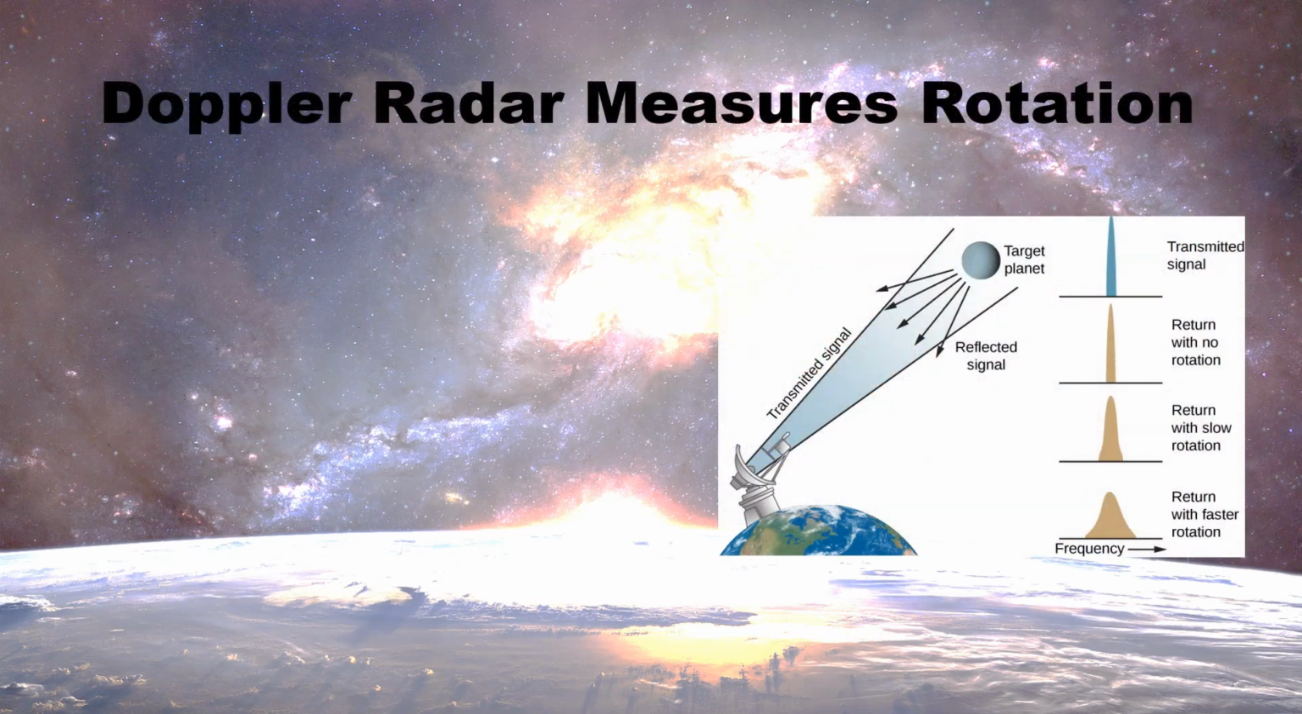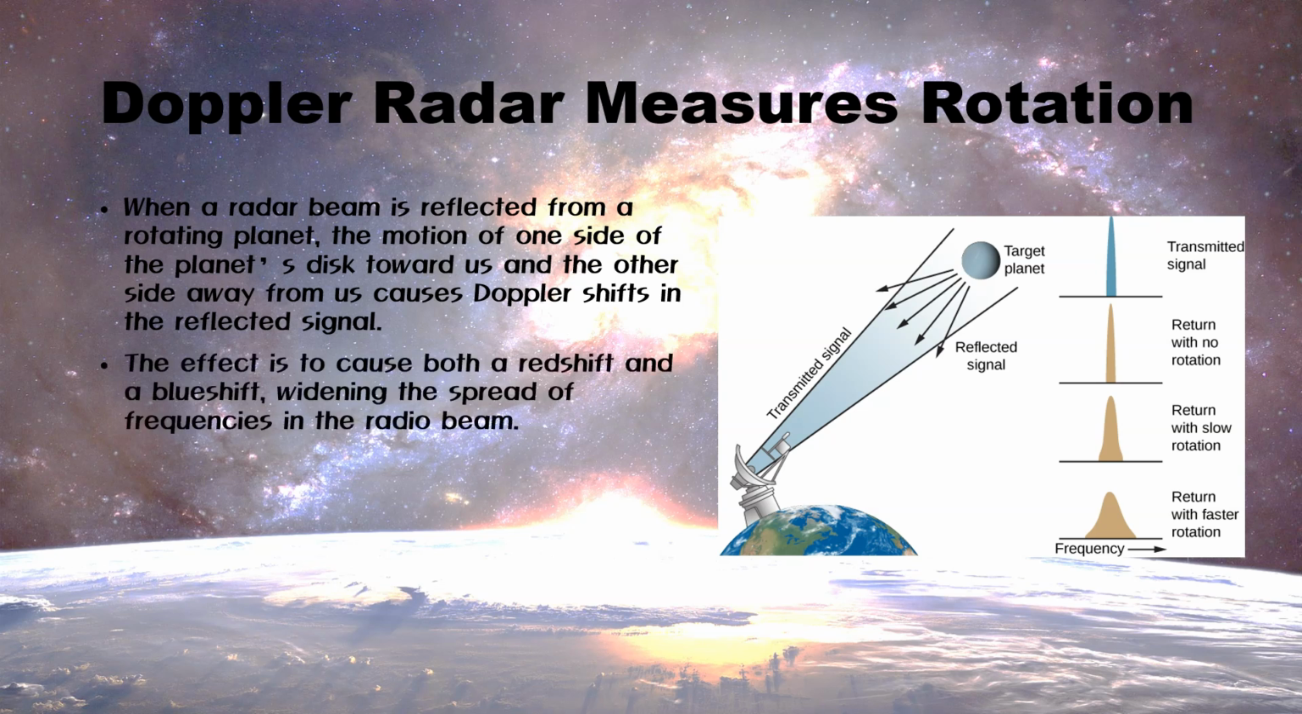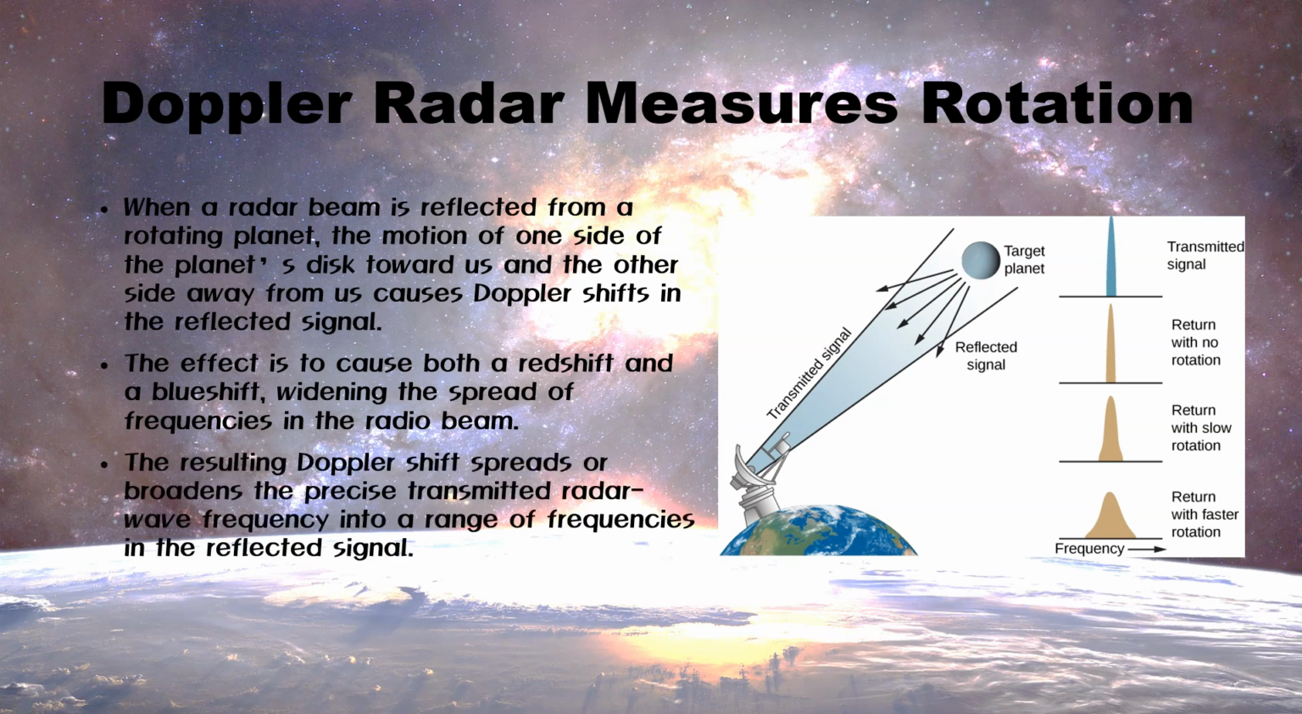And so the Doppler radar can actually be used then to measure rotation. When a radar beam is reflected from a rotating planet, the motion of one side of the planet's disk toward us and the other side away from us causes a Doppler shift in the reflected signal. Now, this effect can cause both a red shift and a blue shift within the spread of frequencies in the radio beam. The resulting Doppler shift spreads or broadens the precise transmitted radar wave frequency into a range of frequencies in the reflected signal.